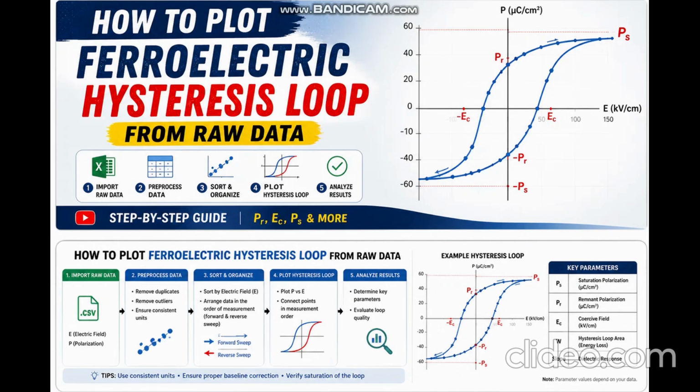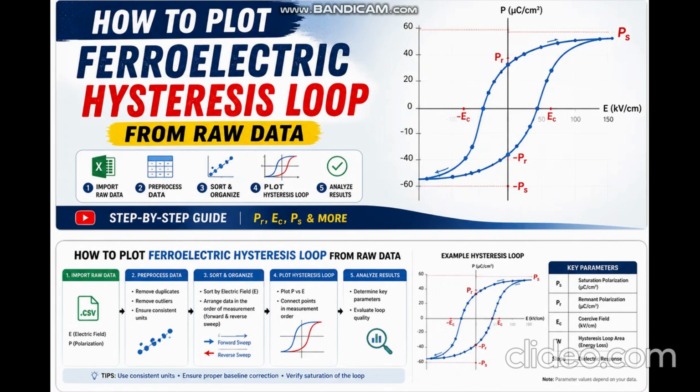Initially, we receive the raw data from the machine, which is mostly in the form of an Excel file, ASCII file, or sometimes a notepad file as well. It depends on the machine and the format of the raw data that we receive. So initially we will receive the raw data, then we will reprocess the data, convert the basic unit, and select the suitable columns from the raw data. And then we will plot the PE loop, and from the loop we will extract some information regarding some basic parameters of the PE loop.